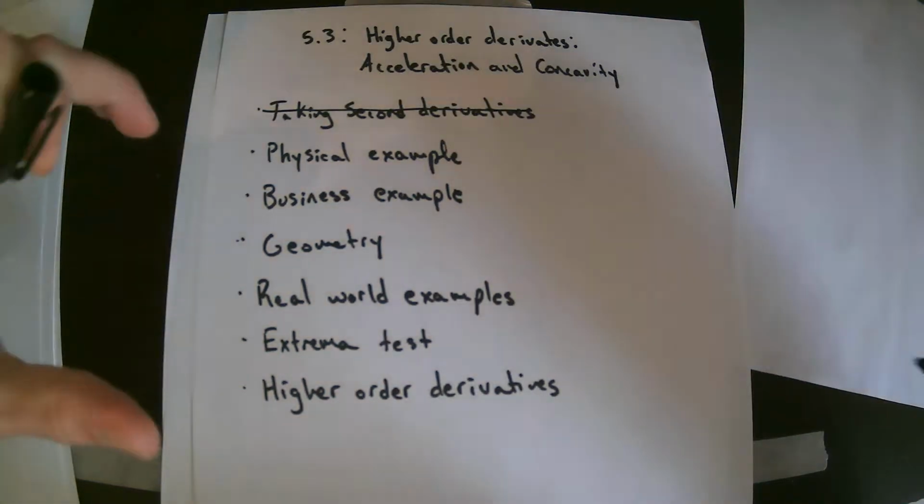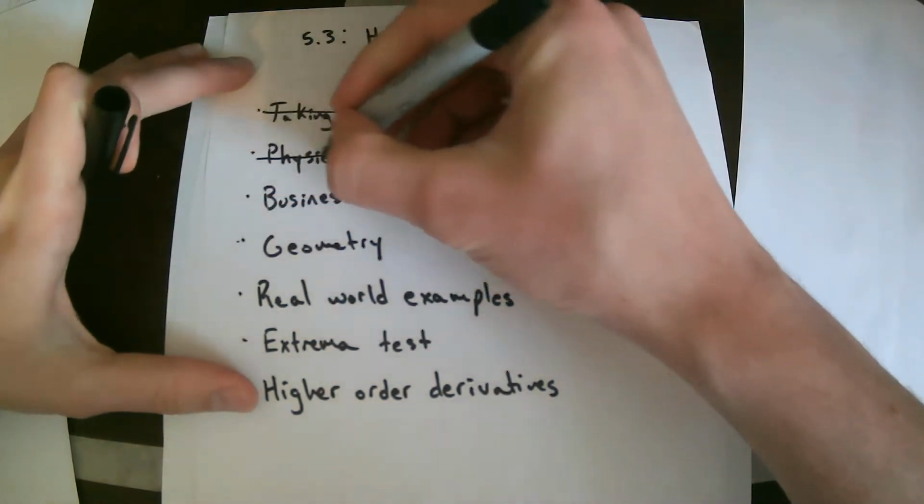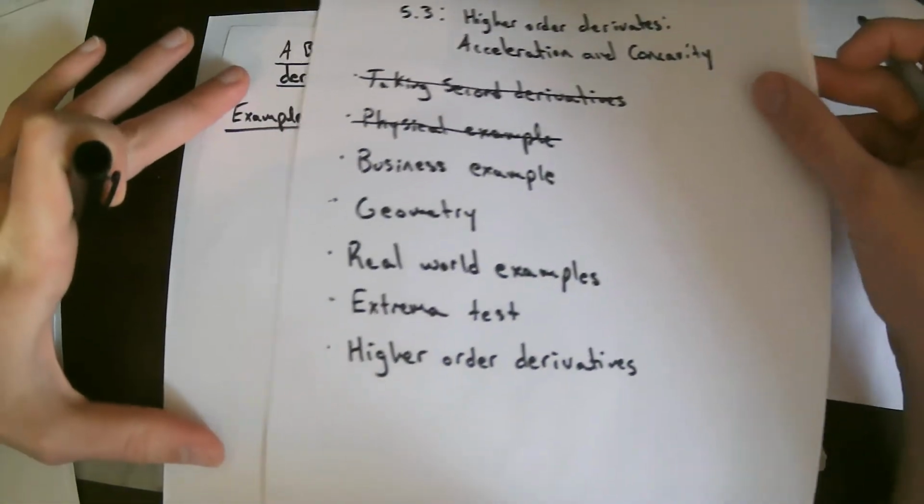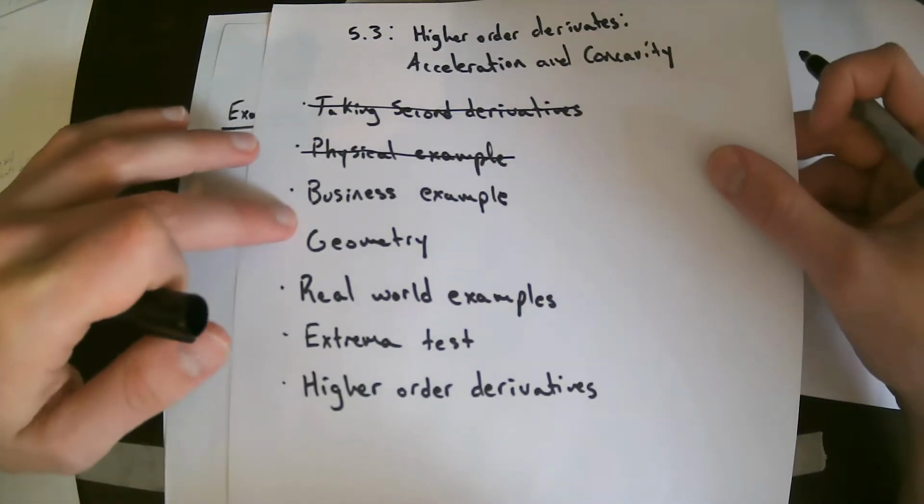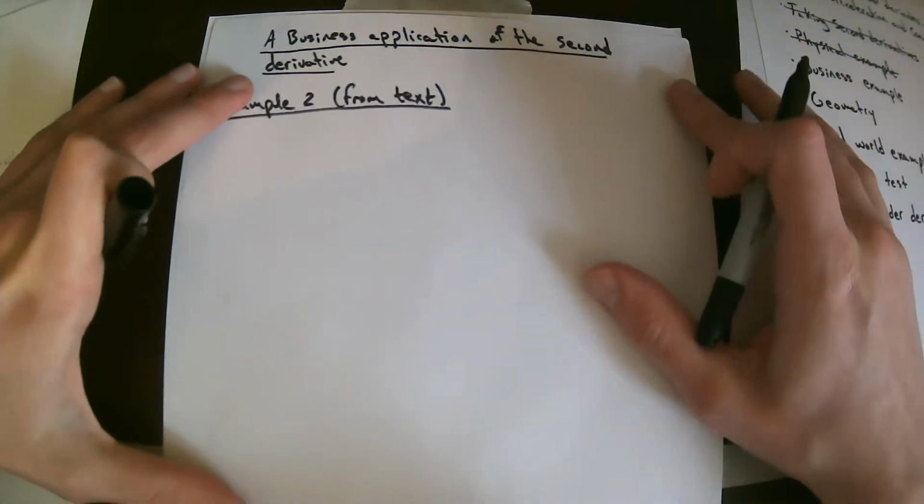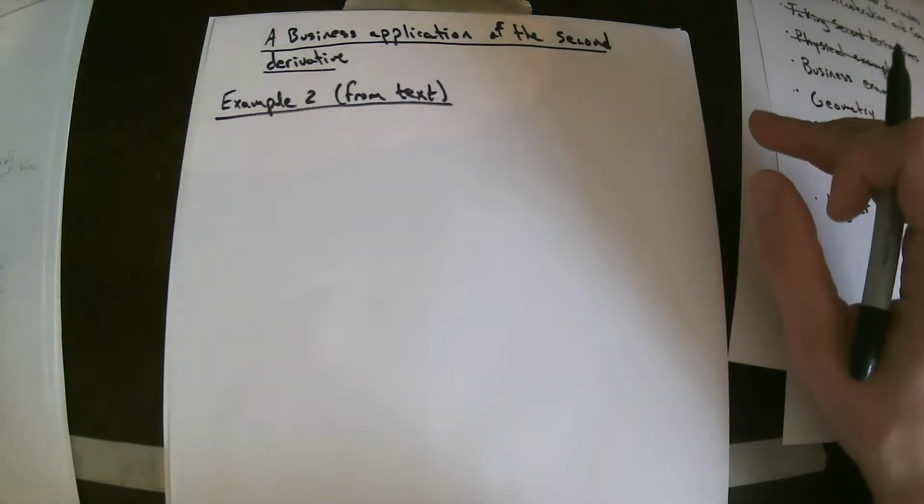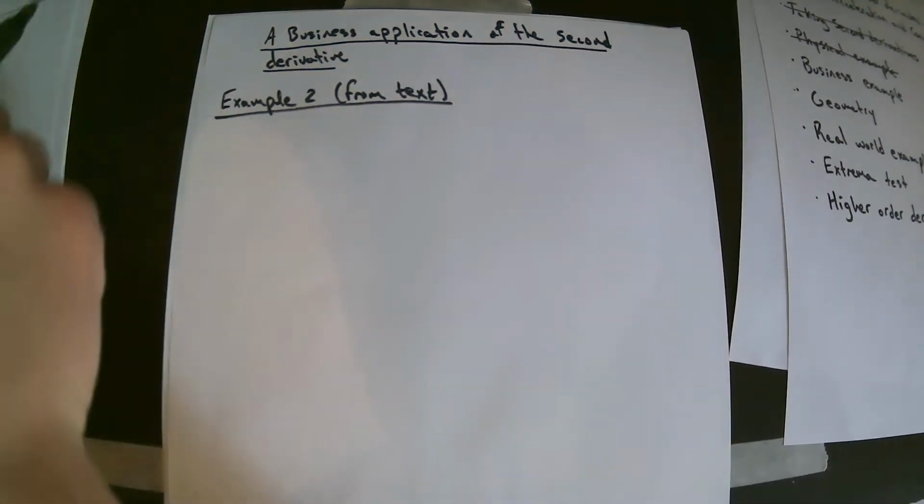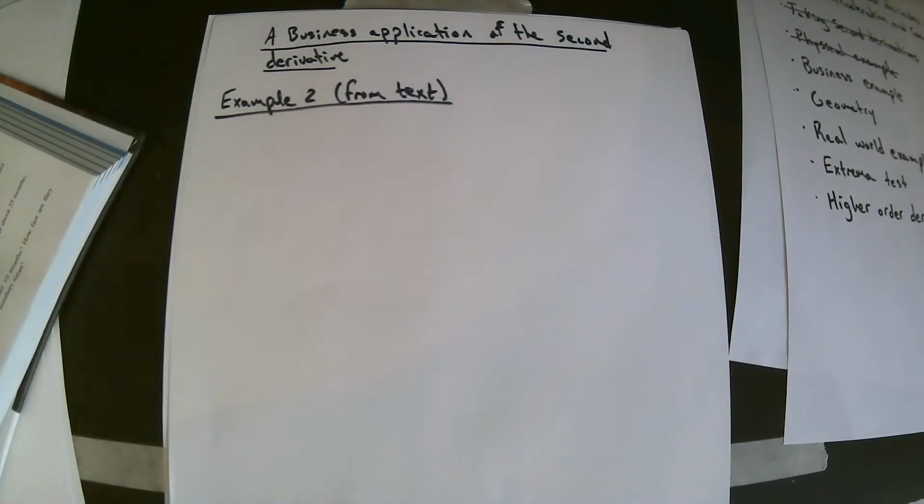Alright, so we've done a physical example now, acceleration of a vehicle. So now let's talk about a business example. So business application of the second derivative. I'm going to be working through example 2 from the textbook, and they call it acceleration of sales.